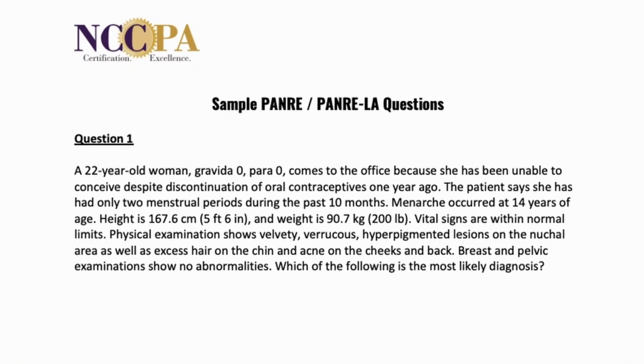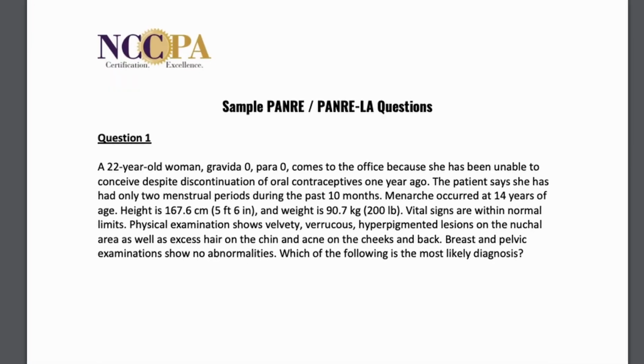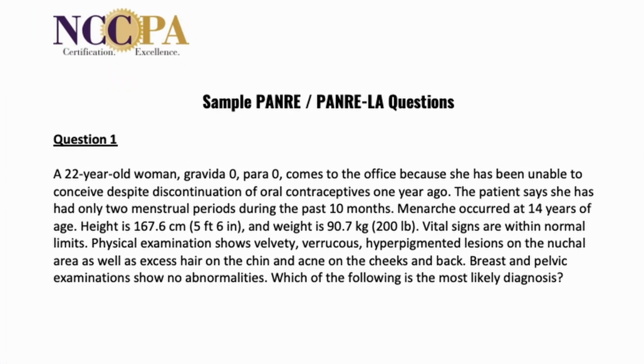Then it says the patient has had only 2 menstrual periods during the past 10 months. Menarche occurred at 14 years of age. What is that saying? It's basically just saying she's having scant, spotty periods, but we know she had periods before because she started at 14. And then it gets into more of those numbers.